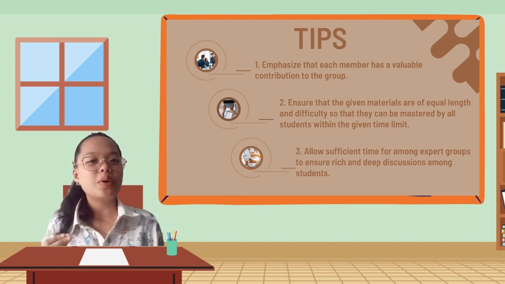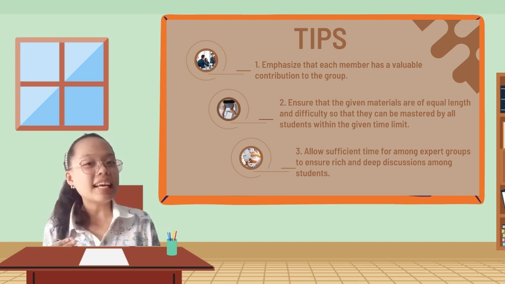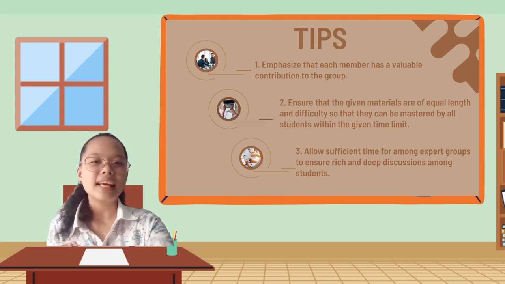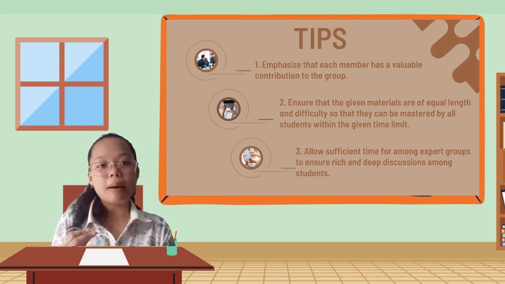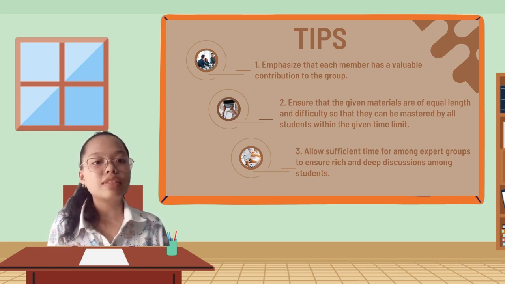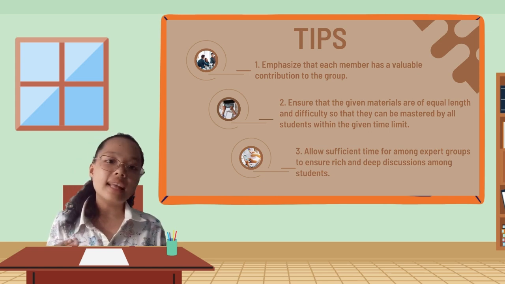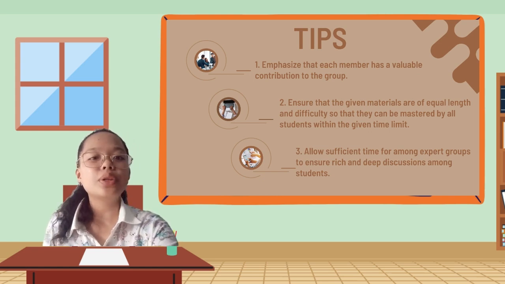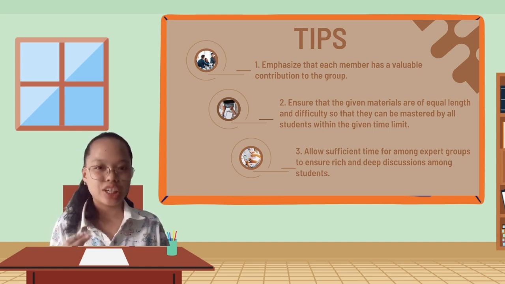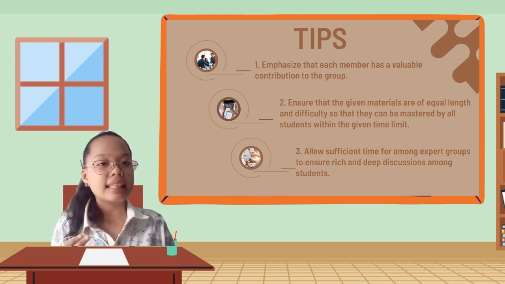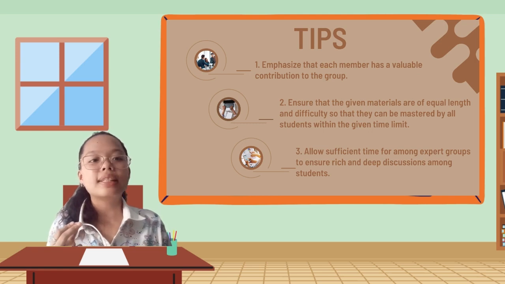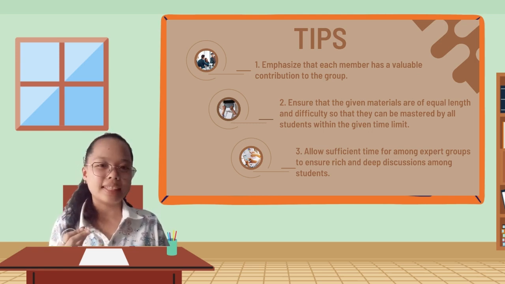So now that you already know the advantages of the Jigsaw teaching strategy, I will now show you some tips to implement it better and in a more efficient way. First, emphasize that each member has a valuable contribution to the group. This will minimize the chances of smart students dominating the discussion while less able students talk less. You can also rotate the leadership so that all students will be given the opportunity to lead the discussion. Recognizing and appreciating the diverse strengths of each individual fosters a collaborative environment where everyone's input is valued and celebrated.